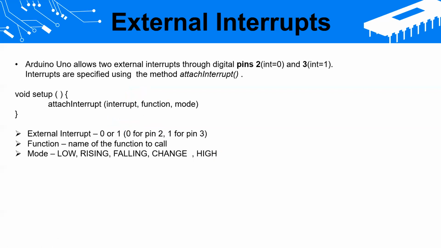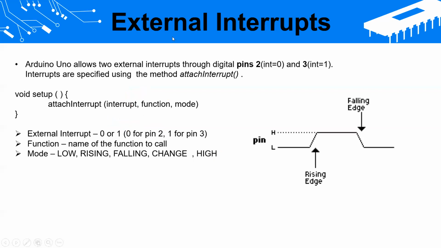In the mode, if we consider a signal, we have these 4 states. First, this part is low, this is high, and this is the rising edge, rising from low to high. If we give some signal like this, this is the rising edge, and this is the falling edge.